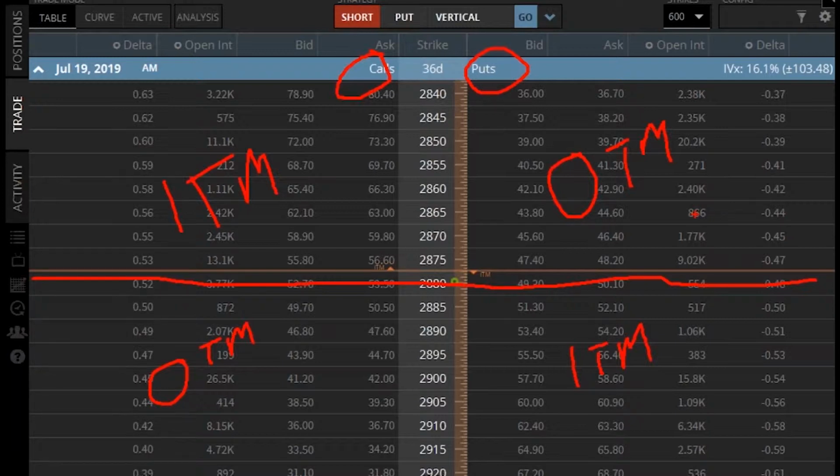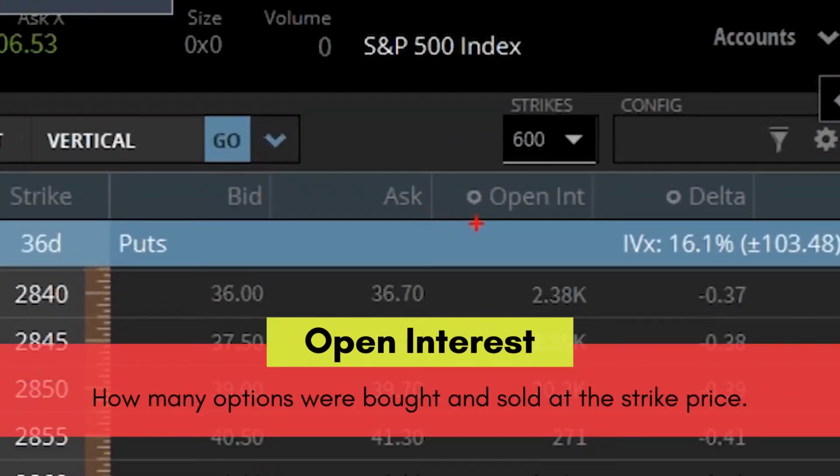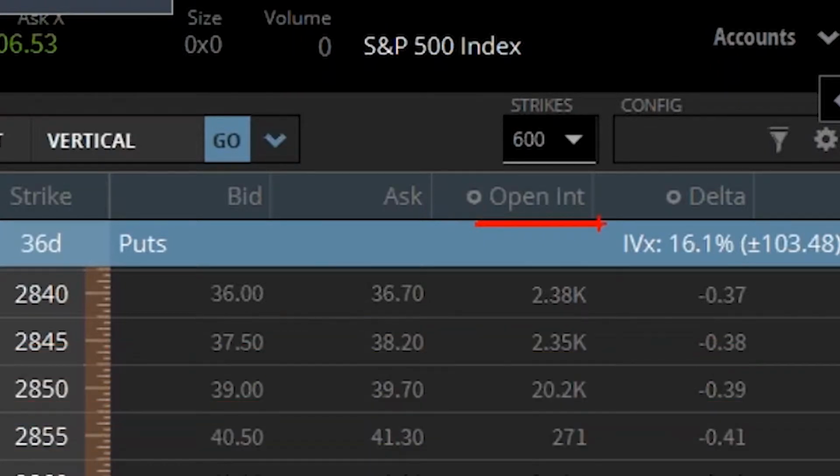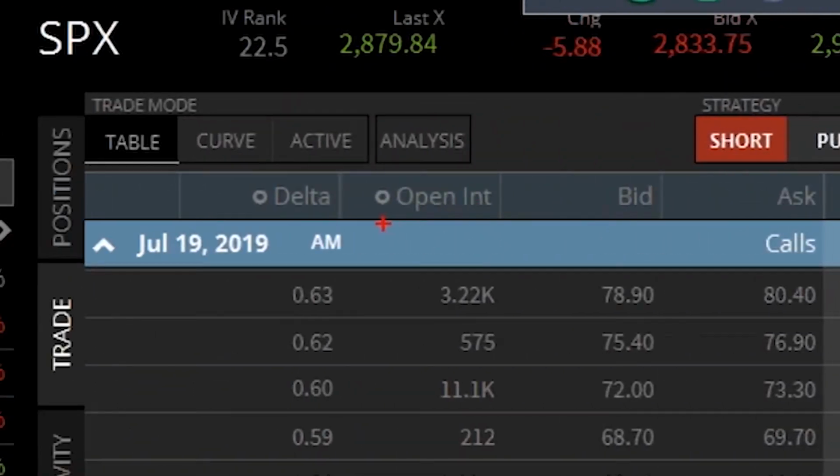Also on the option chain, I want you to be aware of the open interest. Open interest just means how many options were bought and sold at a strike price. In this case, this is the put side because it's the right side of the option chain, and over here is the call side. So how many calls were bought and sold at a strike price.